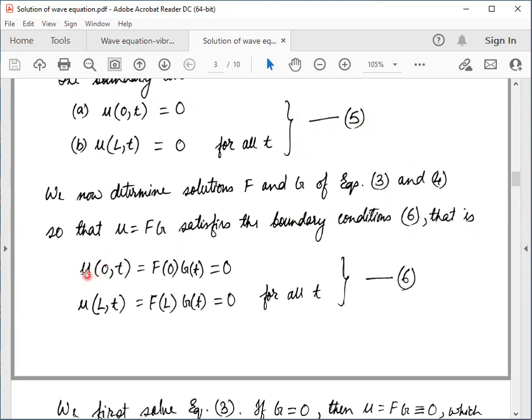That is, u at x equal to 0, t: you put x equal to 0 here. So this becomes f of 0, and g of t remains unchanged, so f of 0 times g of t equal to 0. Similarly, you use the second boundary condition, you put x equal to L. So u of L, t is equal to f of L times g of t, and this is equal to 0. This should also be true for all times. And we label these two equations by equation number 6.